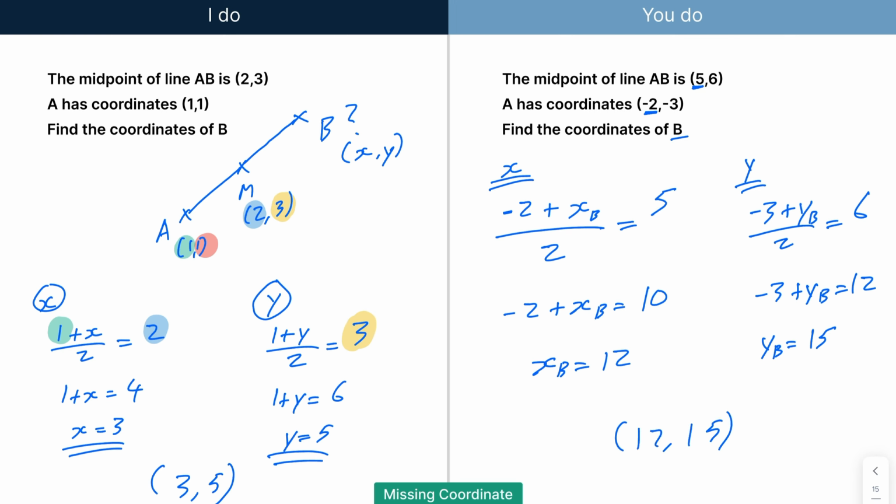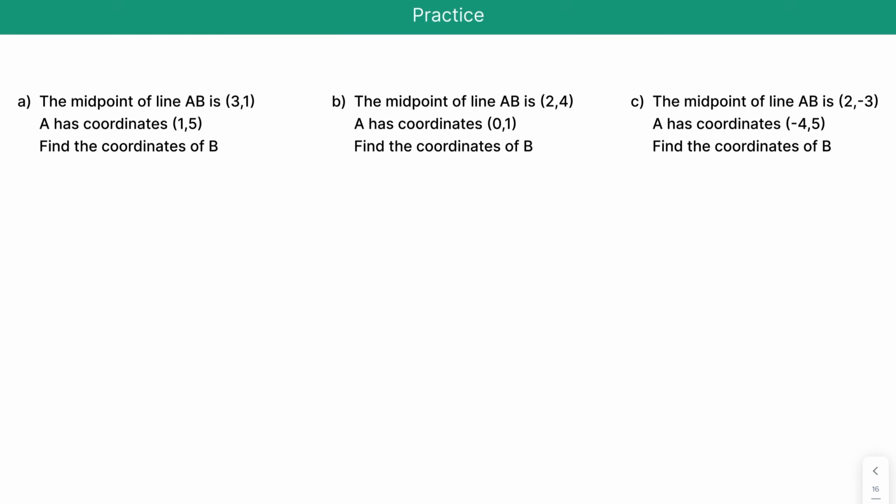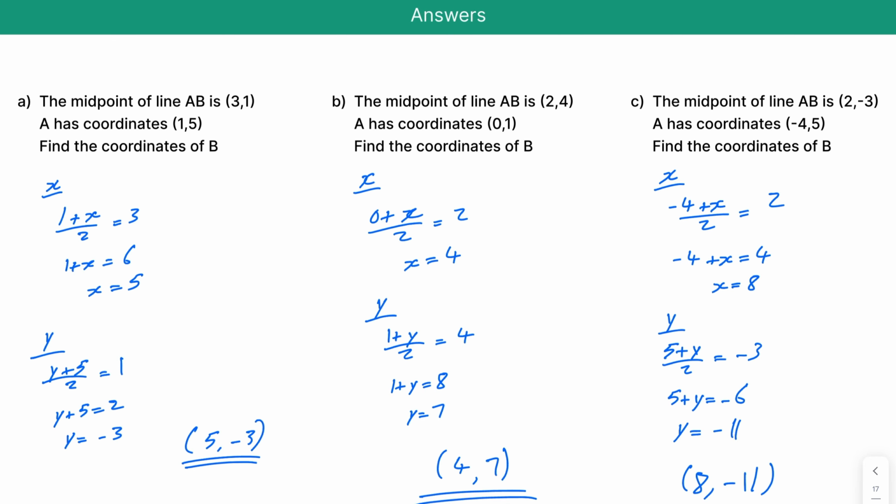And again, you can visualize this line. You'd have A here, then you'd have the midpoint there, and then you'd have B there, and you knew what this and this was, and that was the missing one. So here's some practice questions. Press pause and have a go. Here are the answers. Mark your work.